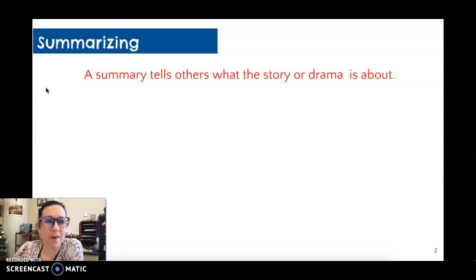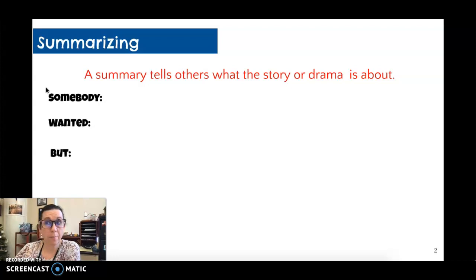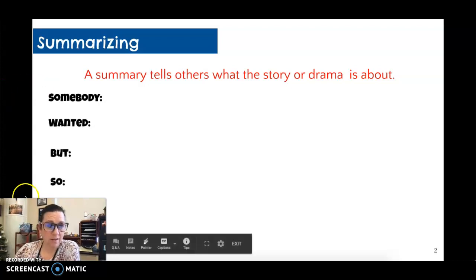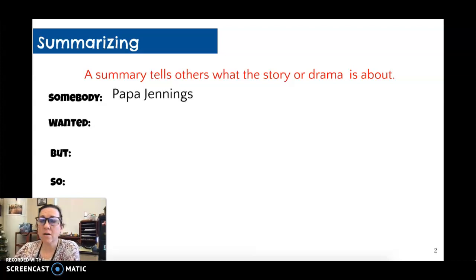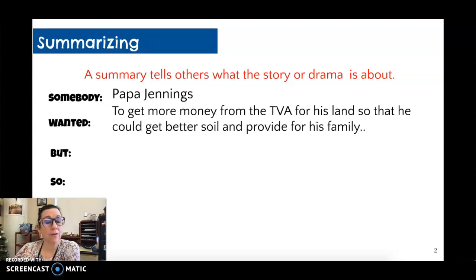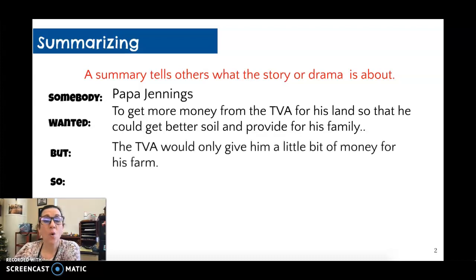All right, let's talk about summarizing. So, a summary tells others what the story or drama is about. You've got somebody, what they wanted, but, so, then. So our somebody in this drama is Papa Jennings. He wanted to get more money from the TVA for his land so that he could get better soil and provide for his family. But the TVA would only give him a little bit of money for his farm.